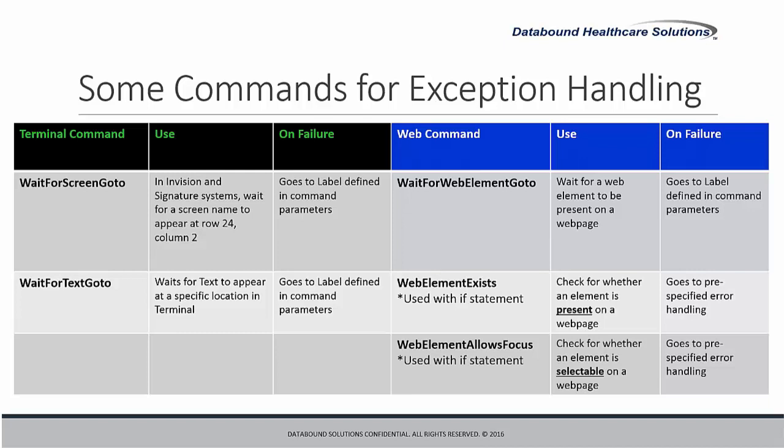Underneath that, we have web element exists and web element allows focus, which seem similar, but there's a very fine line between them that I'll explain in just a sec. So web element exists is used within an if statement, and it checks to see if an element is present on a web page, similar to the wait for web element go to. The difference is that web element exists returns a true or false. So if the web element exists, then I'm going to do something, or else I'm going to do something else. If it fails, it will do something predefined. In this case, you'll go to a section in your if statement.